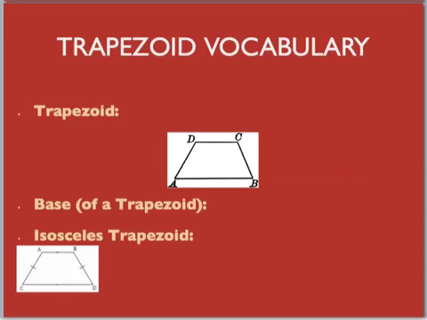Okay, so trapezoids. Trapezoids are the newest quadrilateral we're talking about. You probably already have this definition written down someplace, but what you need to know about trapezoids is that they are a quadrilateral. This is the important part. It's a quadrilateral with at least one pair of parallel sides.